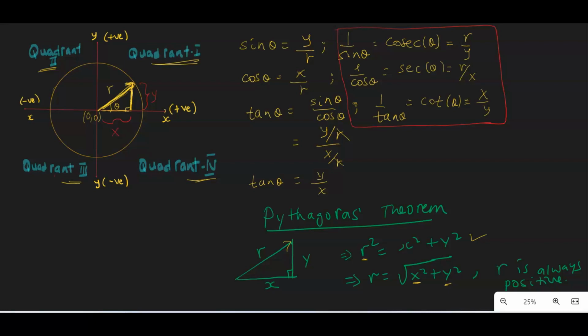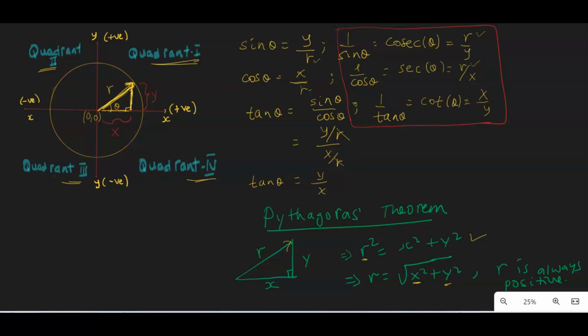So in this case, cosine theta, x over r, has r always positive. Sine theta, y over r, r is always positive. And also cosec, r over y, r is always positive. The reciprocal function of cosine is 1 over cos, which is secant theta, r over x, still r is always positive. The values that change are only the x and y values.